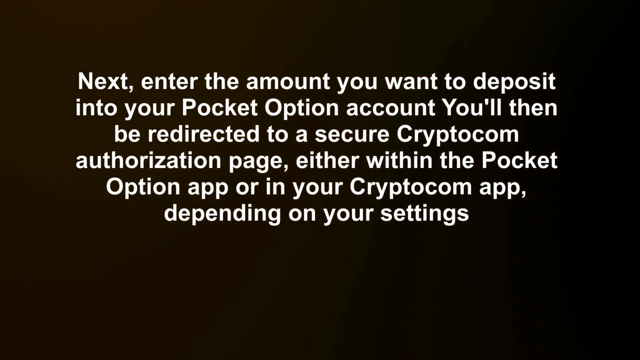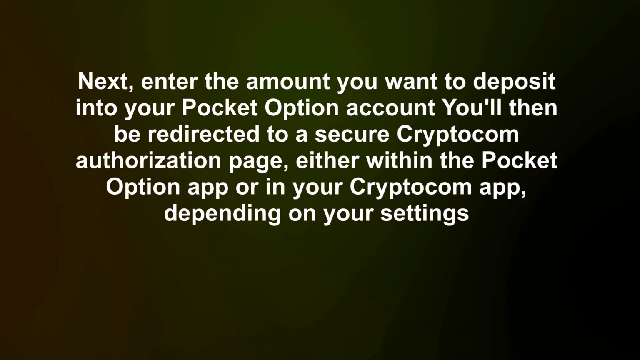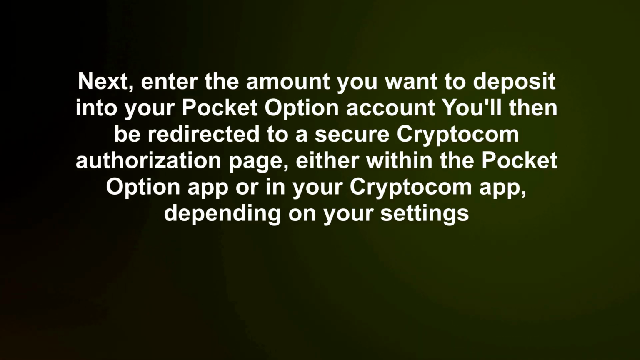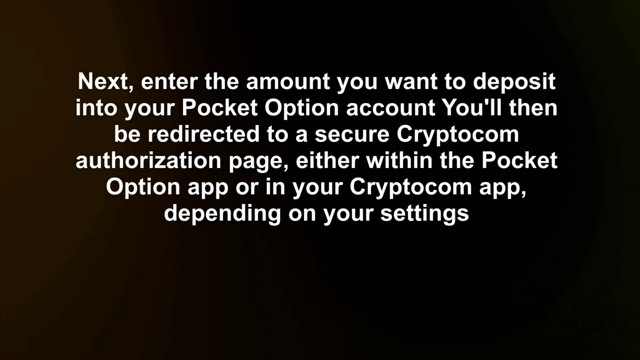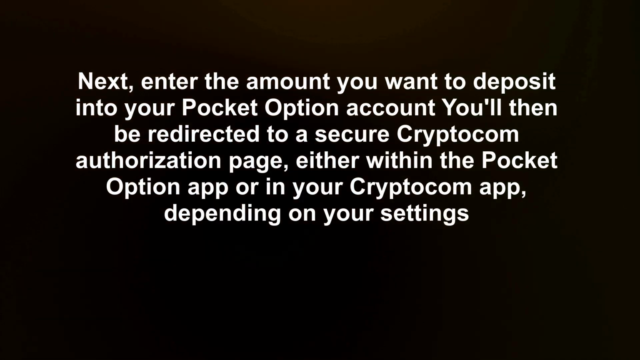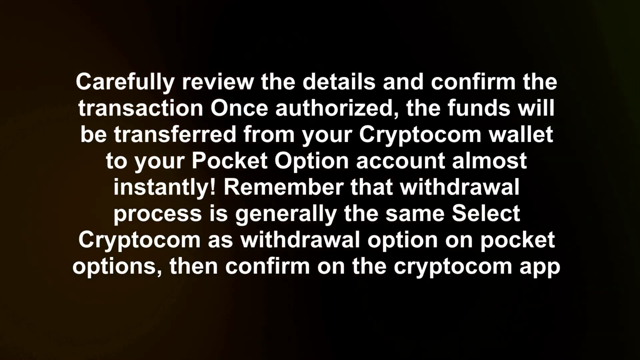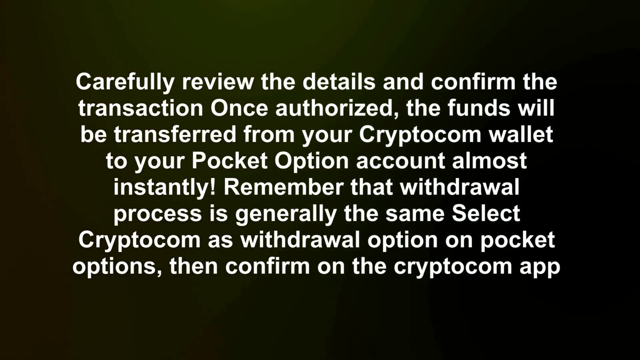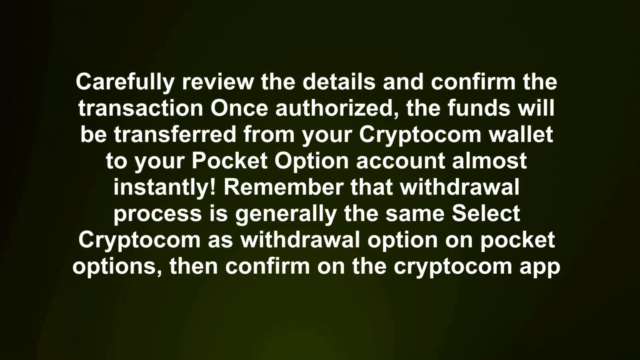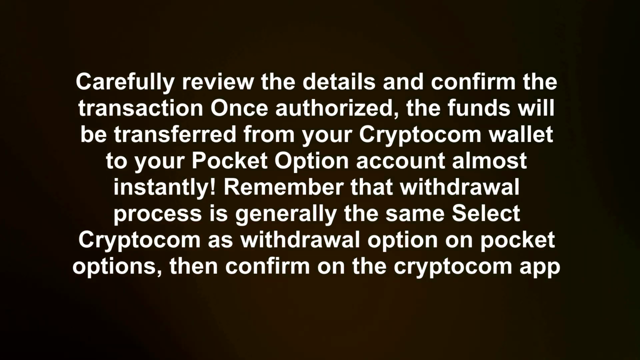Next, enter the amount you want to deposit into your Pocket Option account. You'll then be redirected to a secure Crypto.com authorization page, either within the Pocket Option app or in your Crypto.com app, depending on your settings. Carefully review the details and confirm the transaction. Once authorized, the funds will be transferred from your Crypto.com wallet to your Pocket Option account almost instantly.